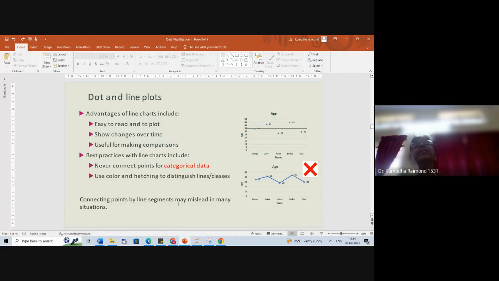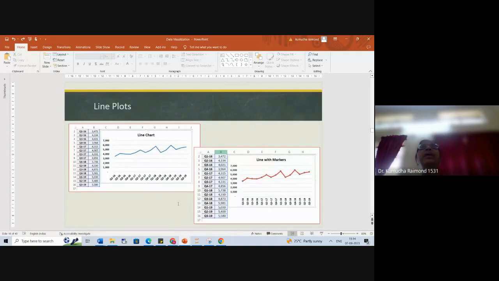Sometimes, even if it is not categorical data, if the data is not relevant, when I connect it with a line segment, it is going to be wrong, or it is going to mislead. Okay, see here, these are the line plots. Line plots have markers. So for every point in your x-axis, you have a marker, and these markers are connected with a line segment. So this is a line chart with the markers.